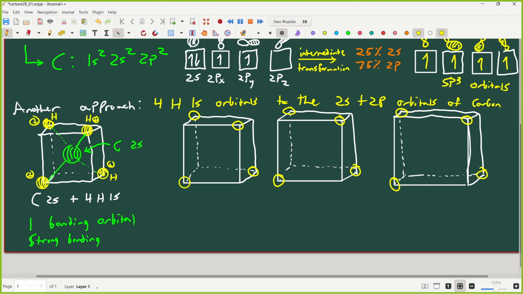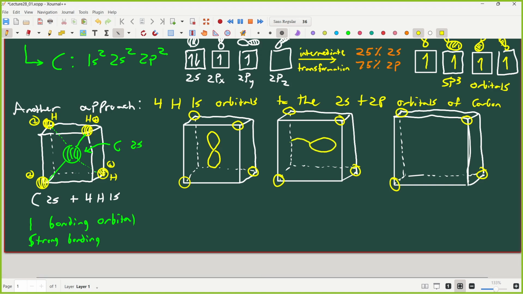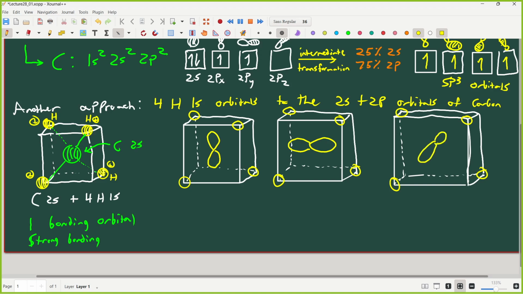So let's go ahead and put in our 3 p orbitals. It doesn't really matter how we do it. So here's one that may be in this direction. We put another one in this direction in the center. And then, of course, the other one is in and out of the plane, like that. Okay. So what we want to do is add the p's and the s's together to minimize the number of nodes or maximize the bonding overlap.